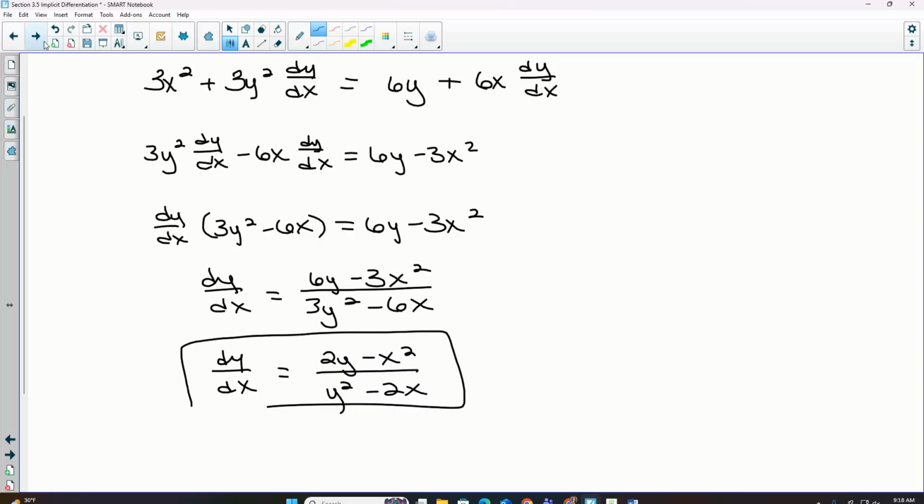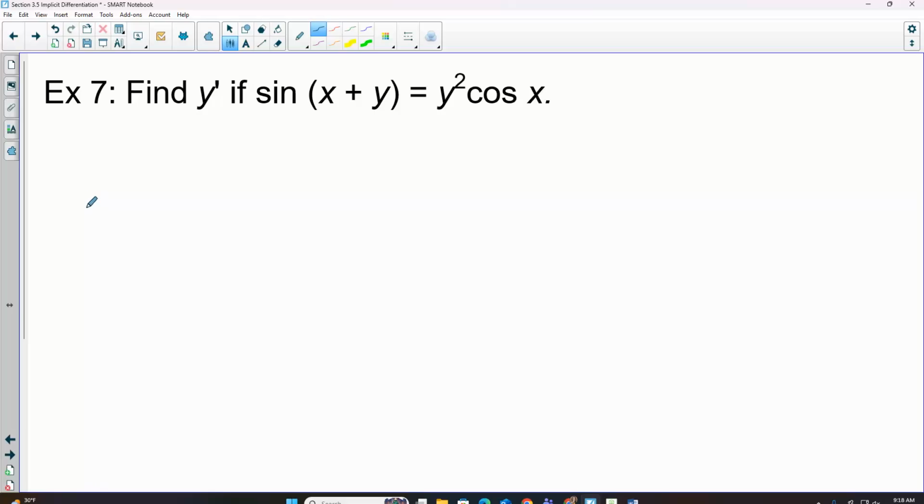Let's try some more then. Do you guys think you could try this one? Give it a shot. So, start off over here, derivative of sine. It's not sine times x plus y, it's sine of x plus y. So derivative of sine is cosine. Inside stays the same. Times derivative of the inside. What's the derivative of x? 1. Plus, what's the derivative of y? Dy dx.